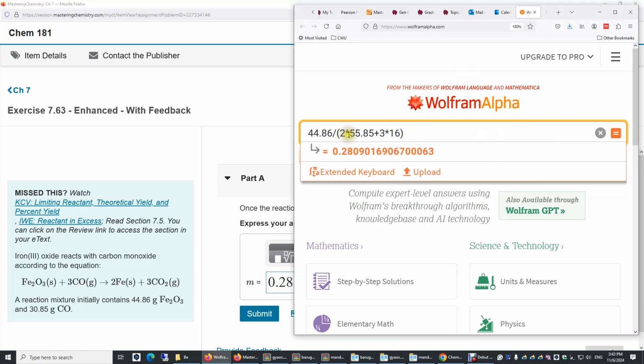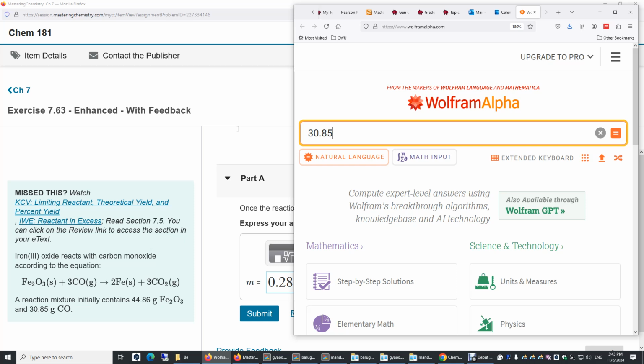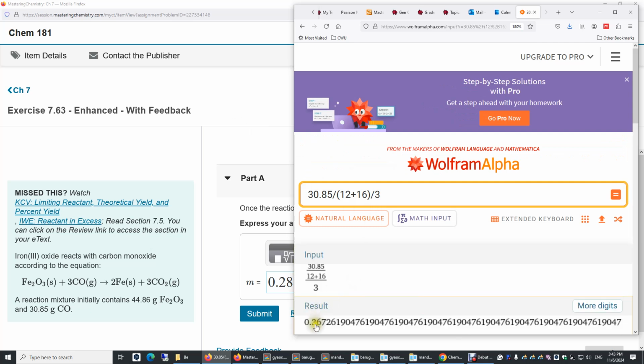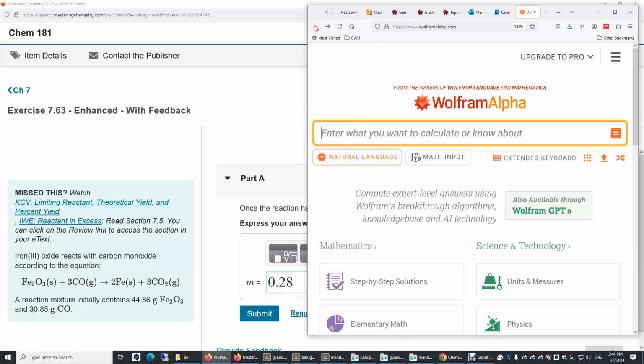Now CO, we have 30.85 divided by, over here, 1 carbon and 1 oxygen, and then divided by 3. So what number I get is 0.367. Certainly this is a larger number. 0.367 is greater than 0.28.